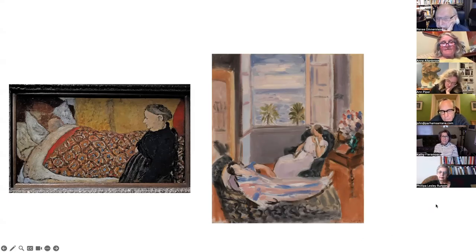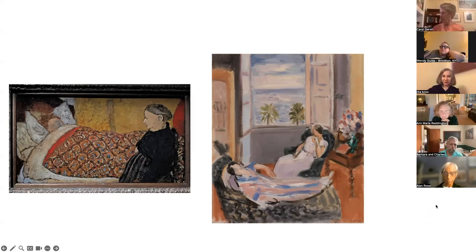Vuillard's scene is a prime example of the Nabi movement. It depicts his mother sitting beside his sister, who is apparently recuperating from an unsuccessful pregnancy. The composition is flattened with rich, decorative colors and an emphasis on the essential elements.